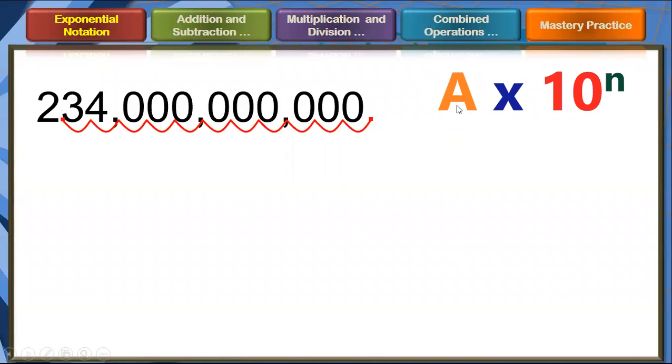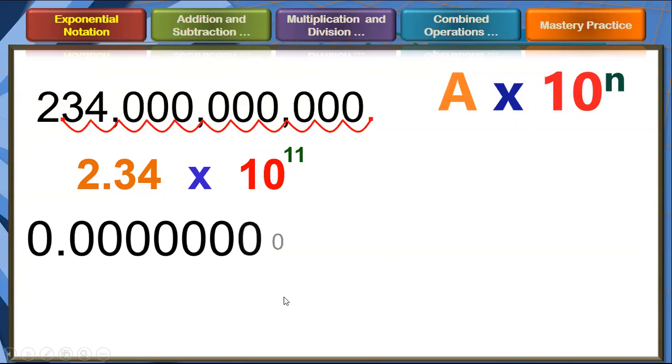Using this form, a times 10 raised to n, we can write a as 2.34 times 10, and for the n, we just have to remember how many times we moved the point. In this case, we moved it 11 times. If we move the point to the left, we use a positive number. So n equals 11, positive 11.